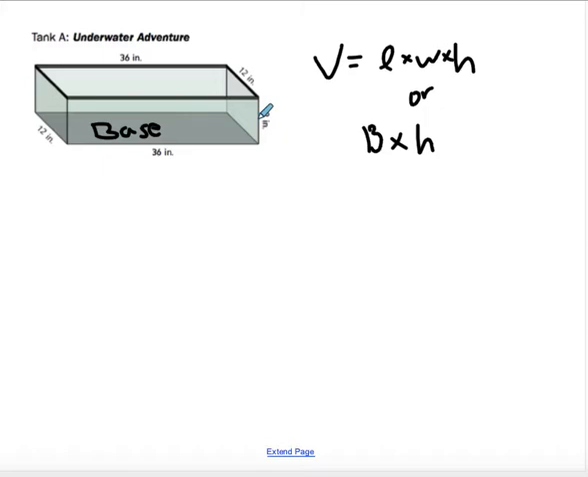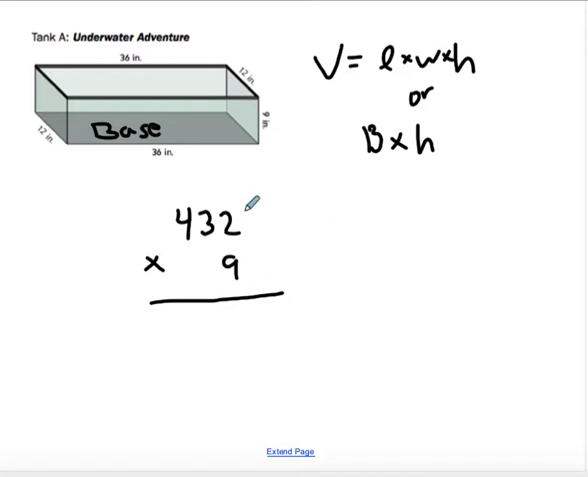I'm a fan of using the work we've already done. So we're going to take 432, which is our base area, and multiply that times 9. Okay, so go ahead and work through this once on your own, and then when you're ready, unpause the video and we'll do it together.